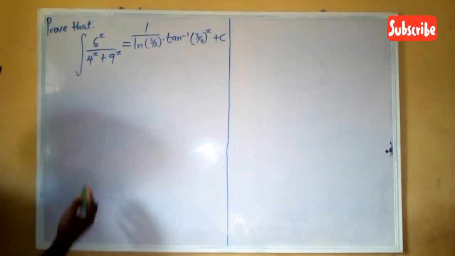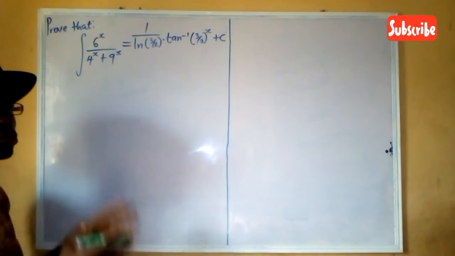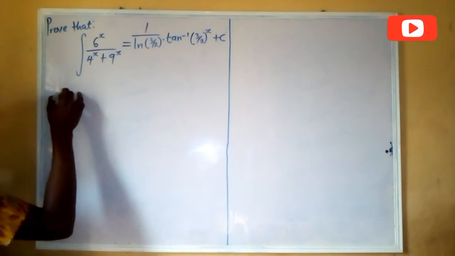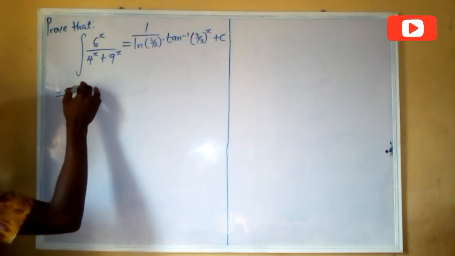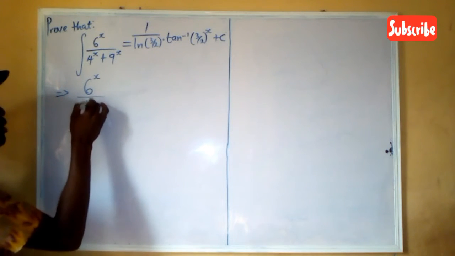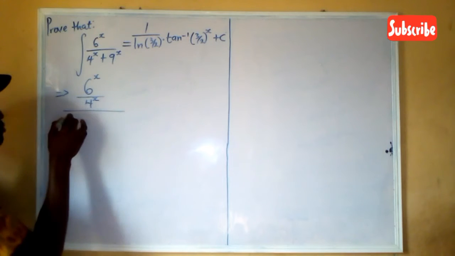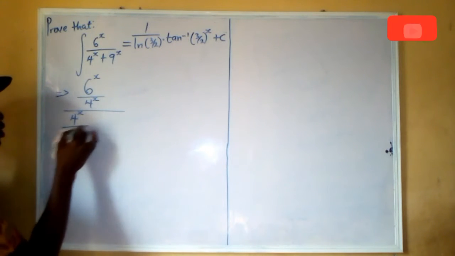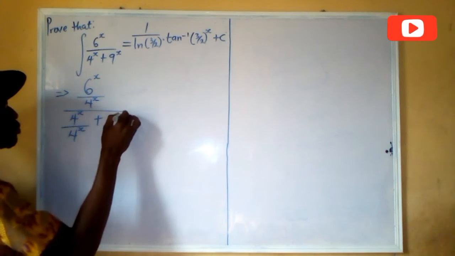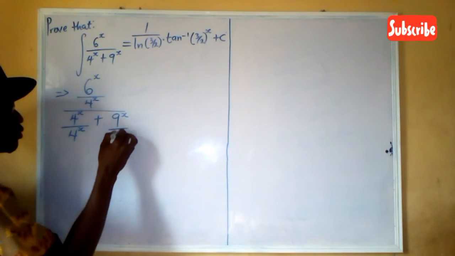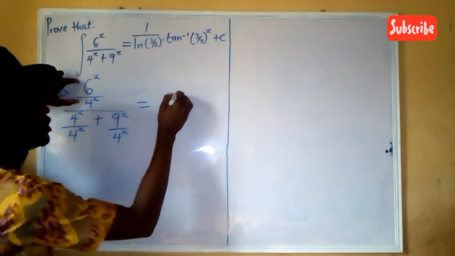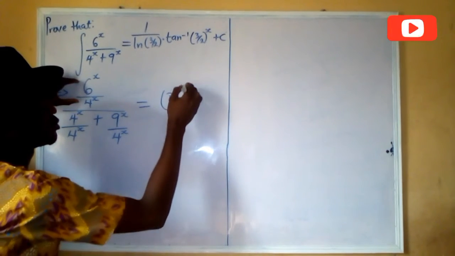The first step says let us divide all through the integral by 4 raised to the power x. So the content of the integral is 6 raised to the power x, let's divide it by 4 raised to the power x, all over 4 raised to the power x plus 9 raised to the power x all over 4 raised to the power x. So this gives us (3/2) raised to the power x.